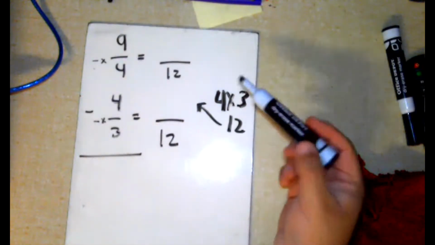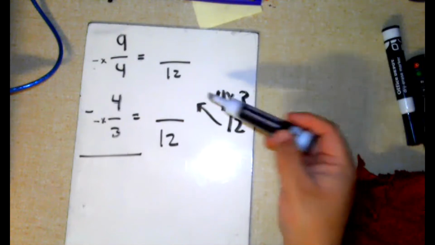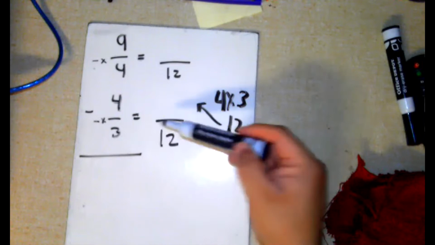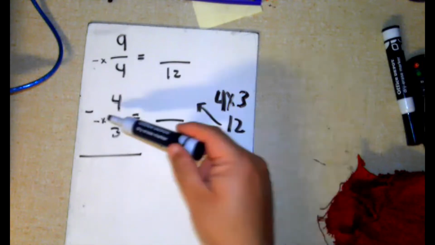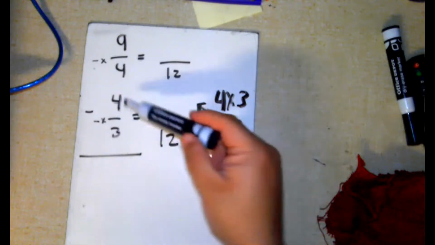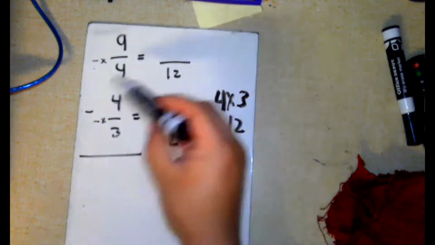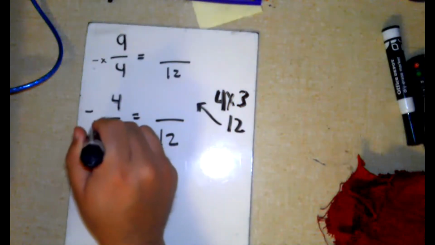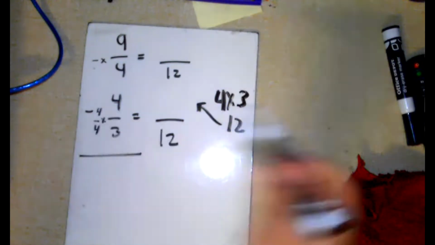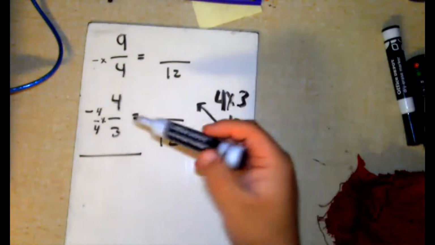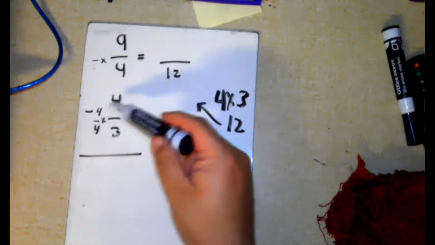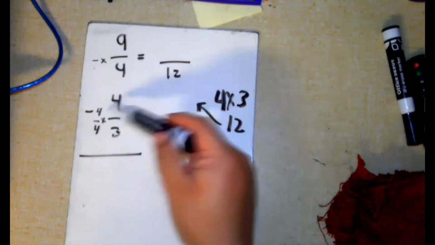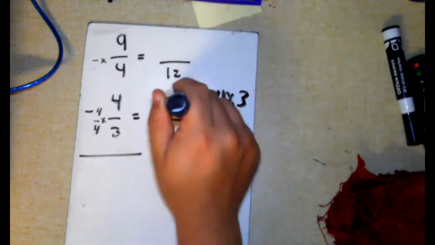Now, the answer is really on the board right here. Whatever you multiply this denominator by to get to the common denominator, just use that. If I know 4 times 3 equals 12, I'm going to use that number, 4, there too. What I do to the denominator, I must do to the numerator. So 4 times 3 equals 12, and 4 times 4 equals 16.